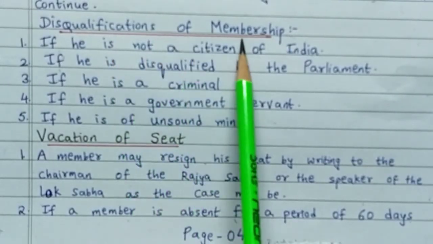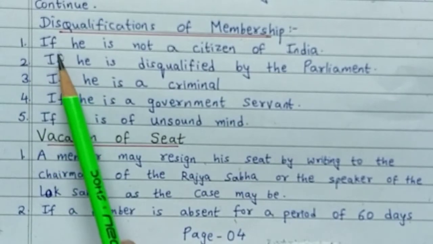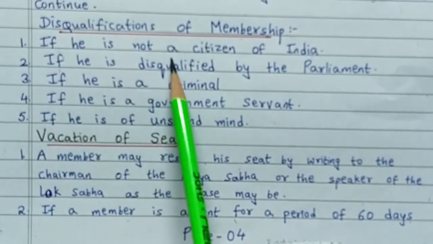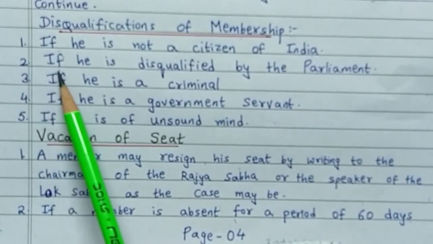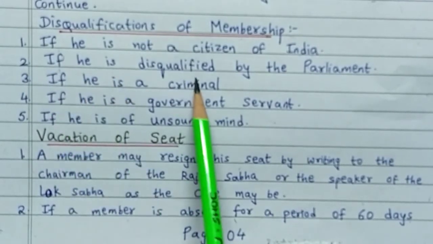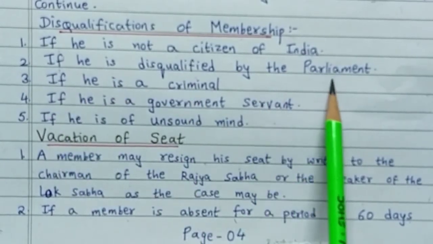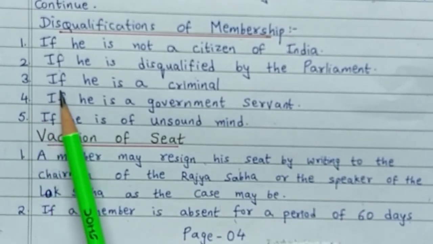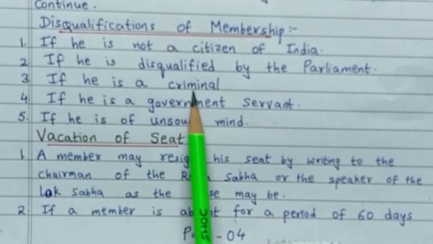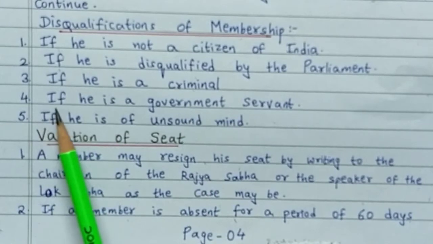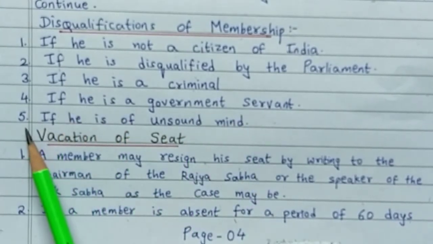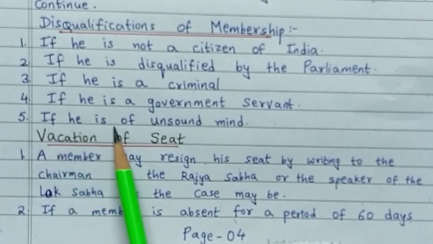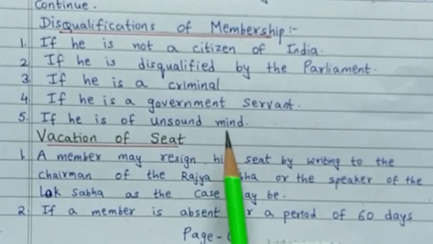Disqualifications of membership. Number 1. If he is not a citizen of India. Second, if he is disqualified by the Parliament. Third, if he is a criminal. Fourth, if he is a government servant. Fifth, if he is of unsound mind.